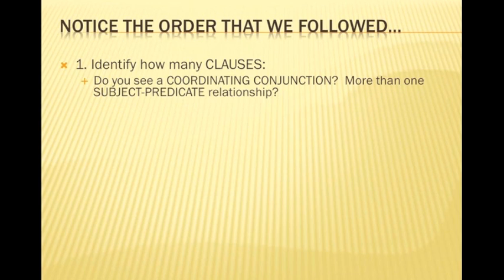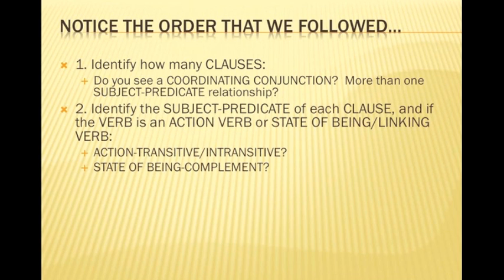We started with trying to identify how many clauses the sentence has. So for example, do you see a coordinating conjunction? More than one subject or predicate relationship? Maybe the mistake is there. Can you identify the subject predicate of each clause if there's more than one? And if the verb is an action verb or a state of being or linking verb? Remember, if it's an action verb, is it transitive or intransitive? If it's a state of being verb, where is the complement?